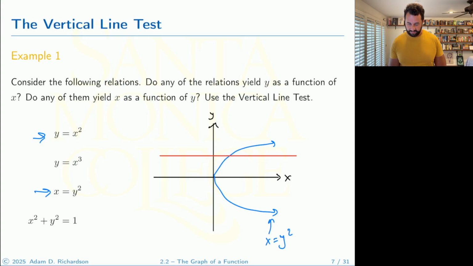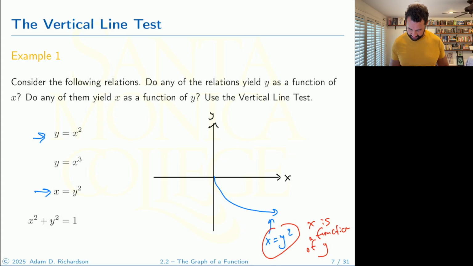So what that tells us is that this formula here is a function of y, meaning x is a function of y. So I could say x is a function of y. So this is a situation where it's a function one way, but not the other. And that's going to become even more important when we get to inverse functions, which is at the very end of this chapter. All right, now let's do the next graph.